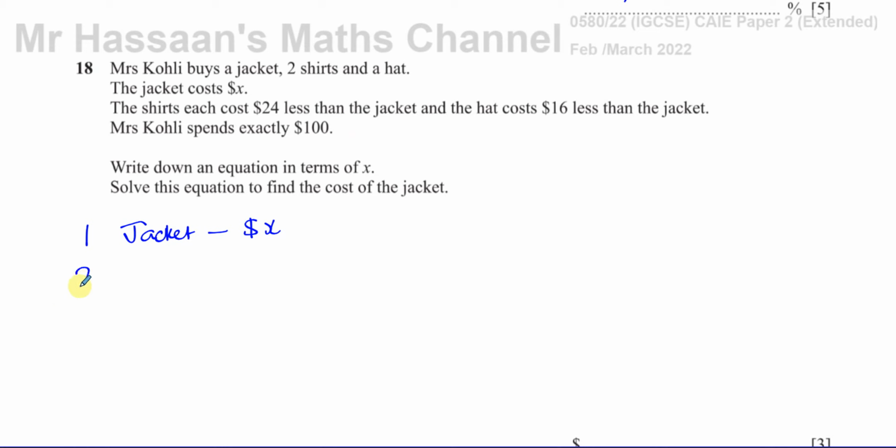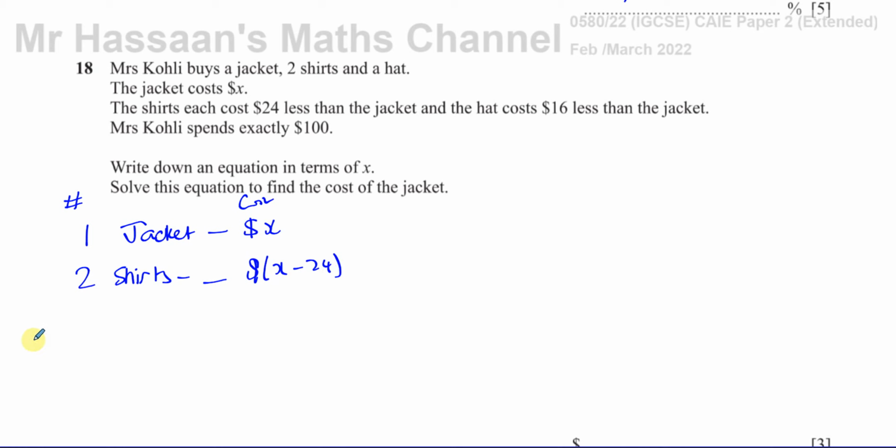So she buys 2 shirts, and each costs $24 less than the jacket. So this is the number that she's buying, and this is the cost. Each of them is 24 less than the jacket, so X minus 24 for each. There's 2 of them.